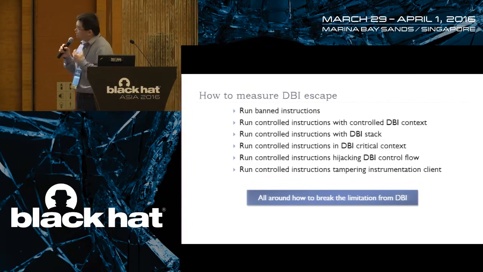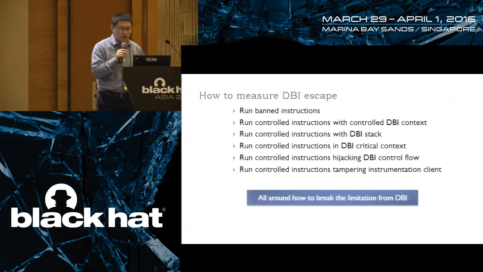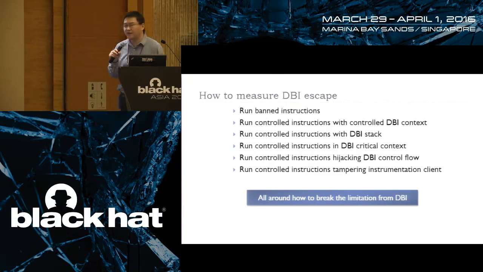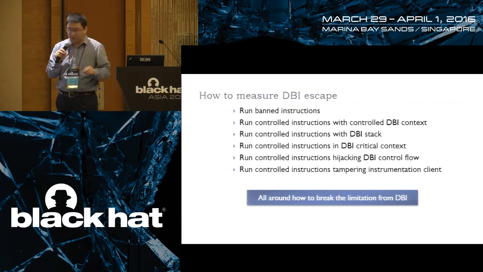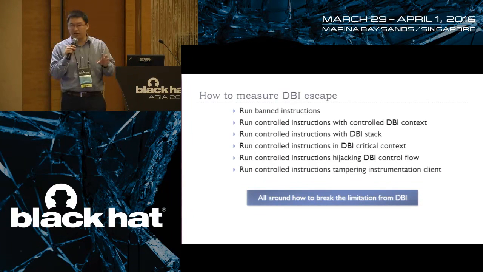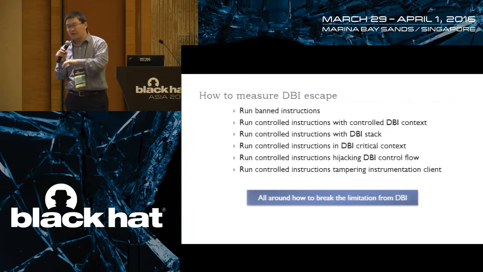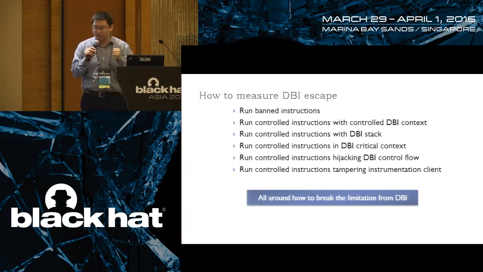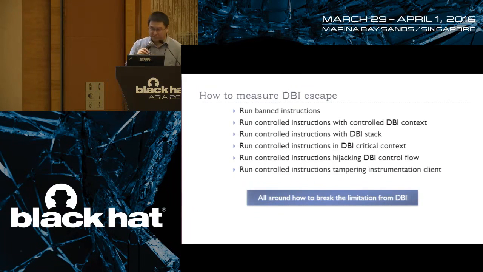The next interesting one is if you can run the controlled instruction in the DBI critical context. That means in the DBI environment, they try to control the target code in the code cache, right? They keep lots of facility data and critical context in the code cache or some other place. If you can modify that and take over that, so you run the controlled data structure instruction with this kind of environment context, of course you escape the DBI. That's out of control, right?